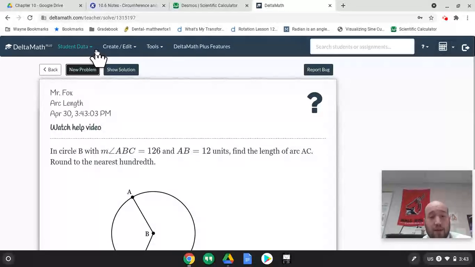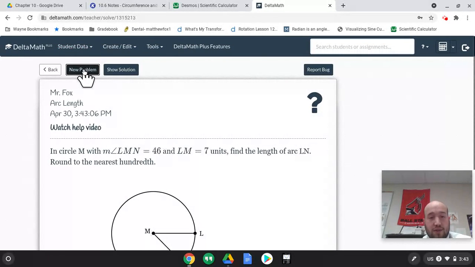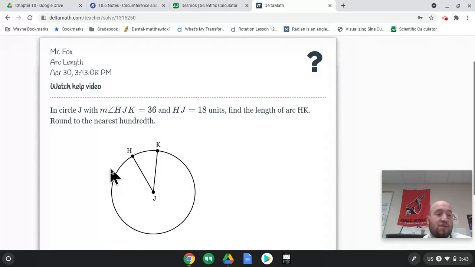Some of them, this one's to the nearest hundredth. Let's see. I think there's some that say to the nearest tenth. Maybe I'm wrong, but if it's to the nearest tenth, just go 1 decimal place.